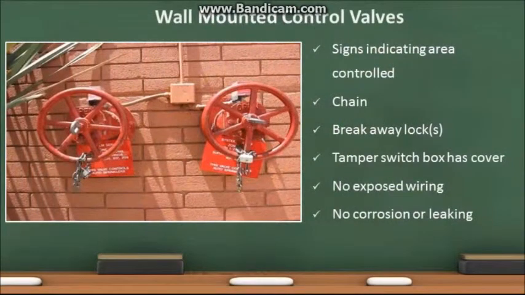These are wall-mounted control valves. They perform the same function as the control valves on the previous slides, and as such, have the same requirements. Signs indicating the building served posted on or near the valves, and chains with breakaway locks are required. Again, there should be no corrosion or leaking, and no exposed wires.